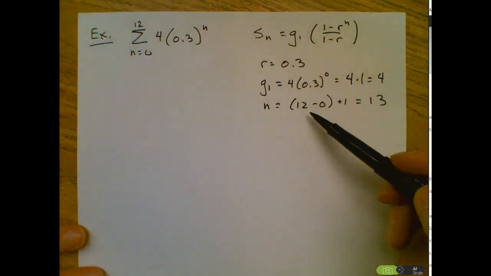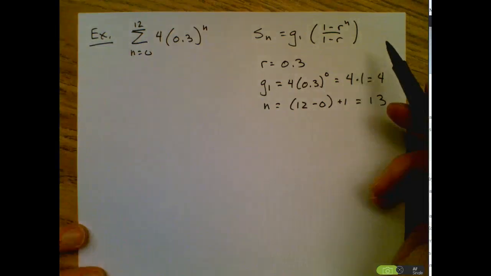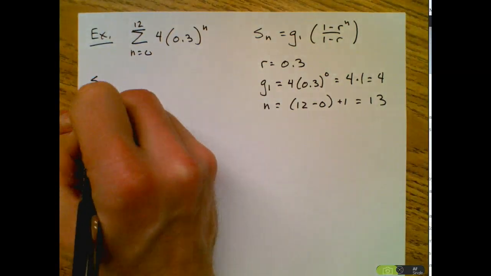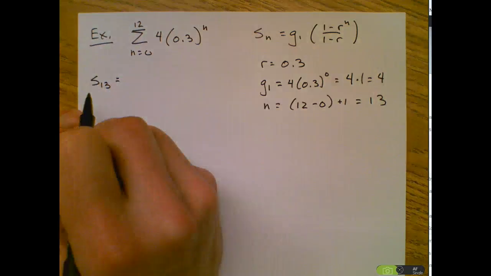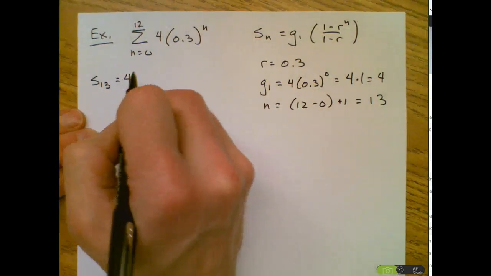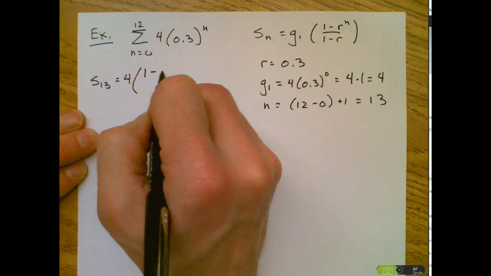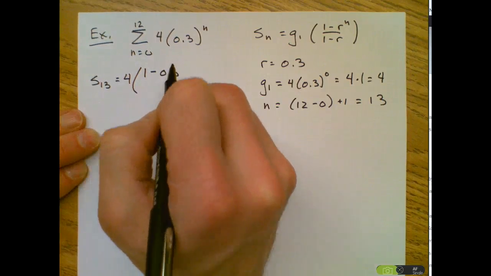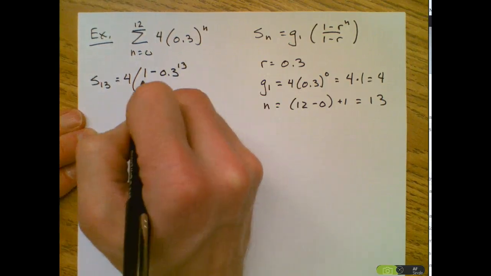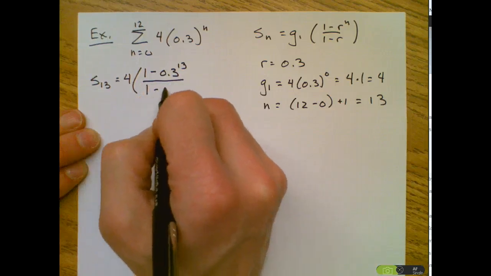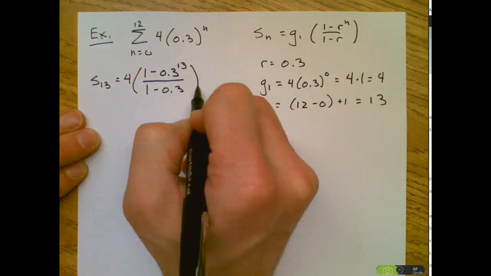So once we have these three pieces of information, we're going to substitute into our formula. So the sum of these 13 terms is going to be g sub 1, which is 4, times 1 minus 0.3 raised to the 13th over 1 minus 0.3.